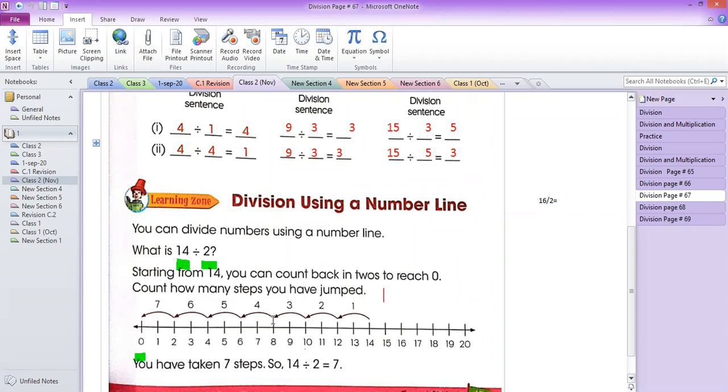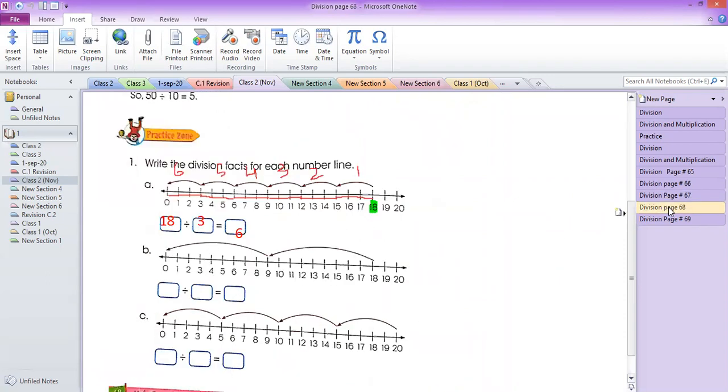And check how many steps you count back in twos in order to reach 0. So from 14, you started counting back, you move one step back, 12, two steps back, 10, three steps back, 8. And in the same way, you reach 0 on the 7th step. So 14 divided by 2 equals 7. So this was the revision of division using a number line.